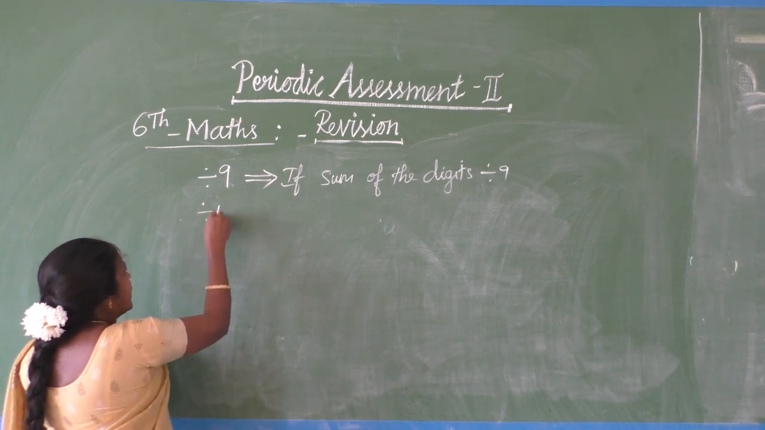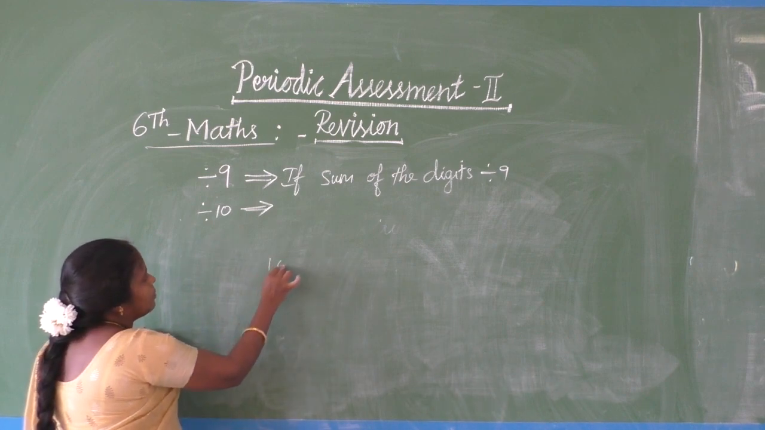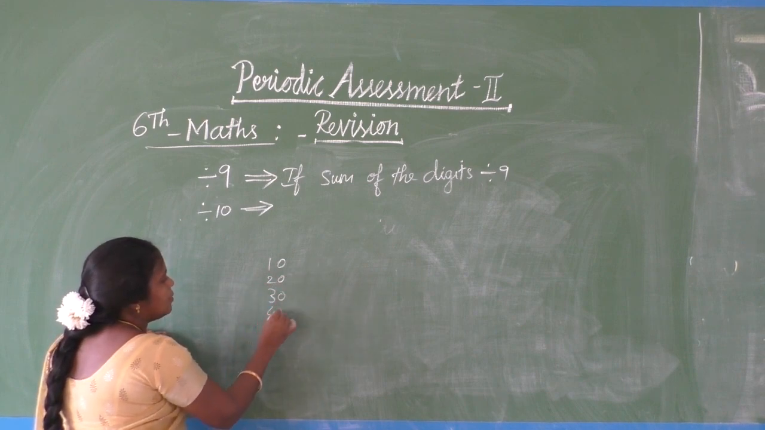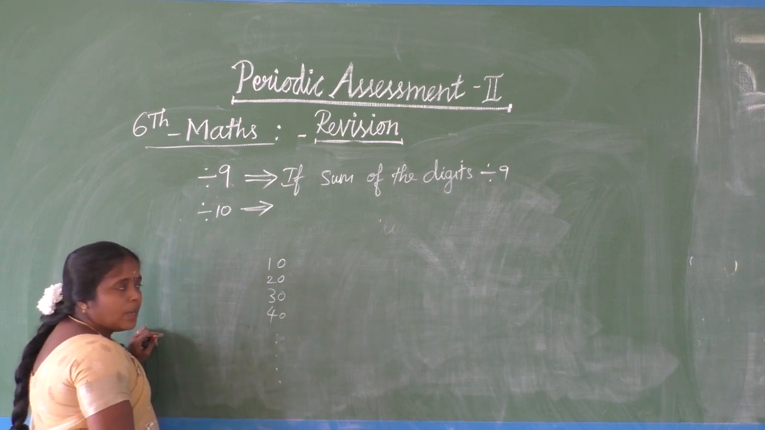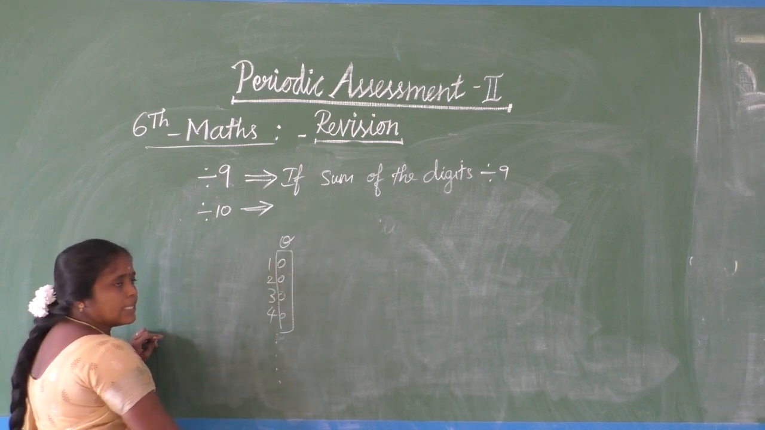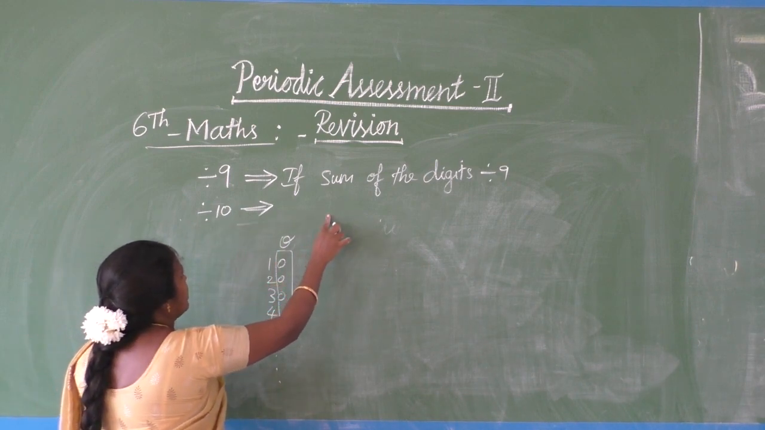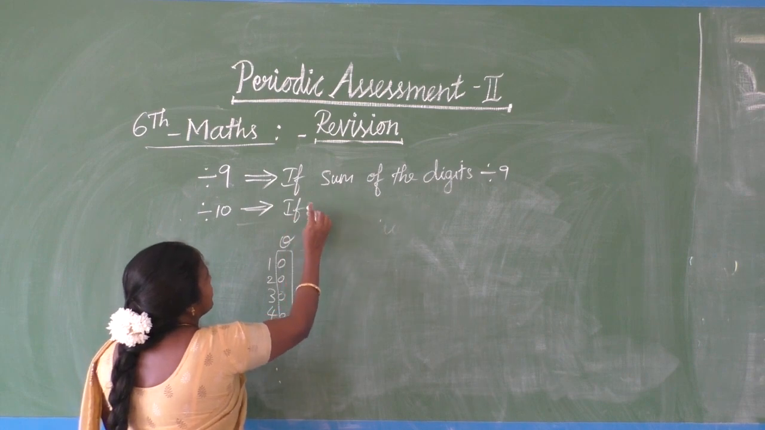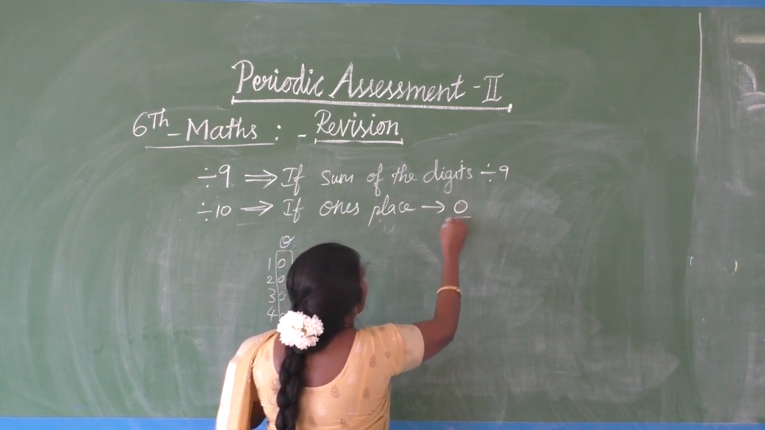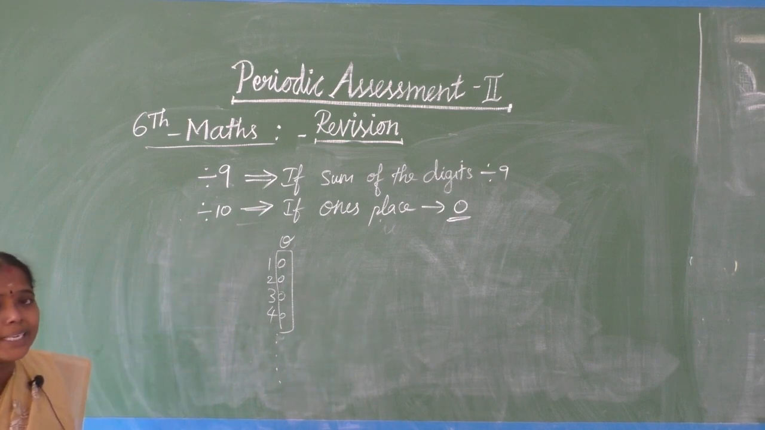What about divisible by 10? Very easy. If you watch the multiples of 10, what comes? 1 ten is 10, 2 tens are 20, 3 tens are 30, 4 tens are 40, etc. If you closely watch its ones place, what do you know? All are zeros only coming. So from this the rule came here. If a number has 0 in its ones place, then we can say that number is divisible by 10.